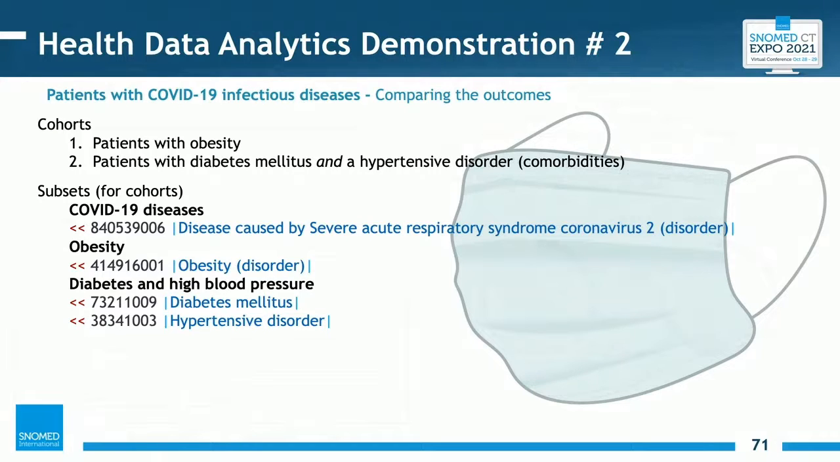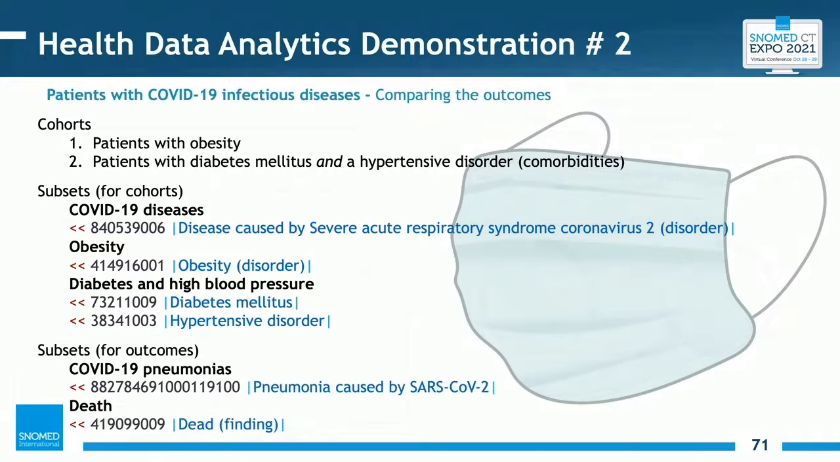We want to determine what percentage of our patients initially diagnosed with COVID-19 later contract pneumonia and what the mortality rates are. And so for this, we'll need two more subsets: pneumonia caused by COVID-19 or any of its subtypes, and then the finding corresponding with death or any of its subtypes.